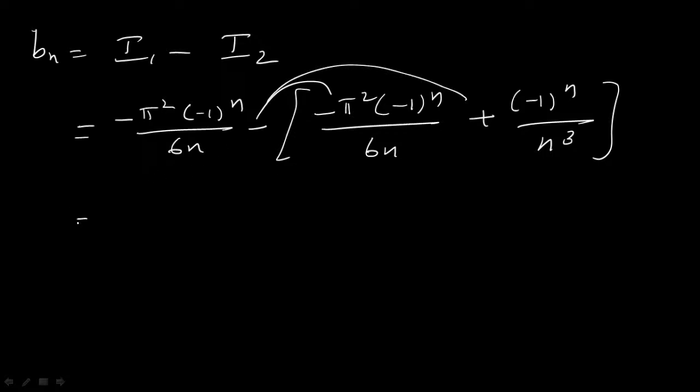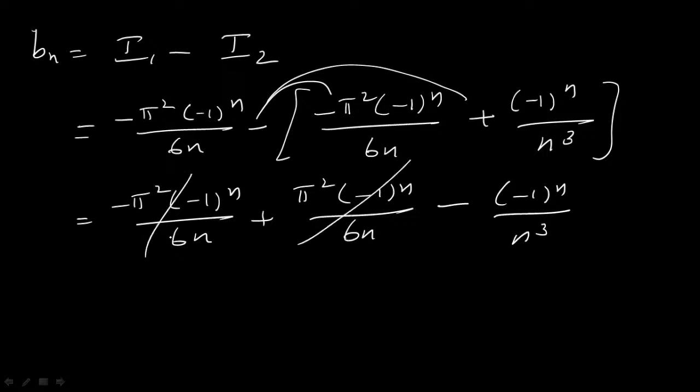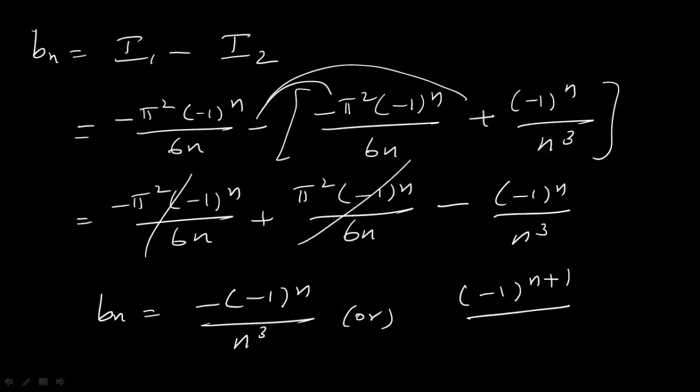Here look at these terms. I am just writing once again. Minus pi square minus 1 whole power n divided by 6n plus pi square minus 1 whole power n divided by 6n and plus minus minus 1 whole power n divided by n cube. So both of them are same in magnitude but opposite in sign. So first and second term being cancelled, you get the value of Bn as minus of minus 1 whole power n divided by n cube, or you can write this as minus 1 whole power n plus 1 divided by n cube. Both of them are same. Okay. Which of them you prefer?